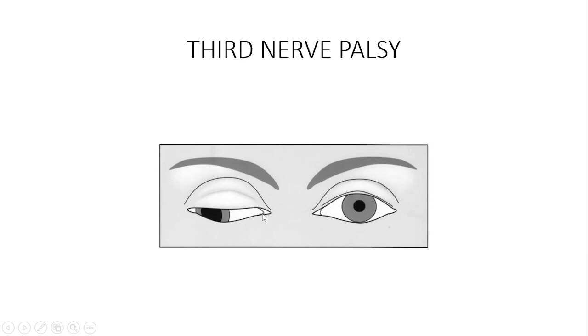Remember, it has an upper part and a bigger lower part. Okay, the upper part innervates the levator palpebrae superioris, whose function is to help in elevation of the upper lid. It also innervates the superior rectus muscle, which helps in elevating the eyeball itself.